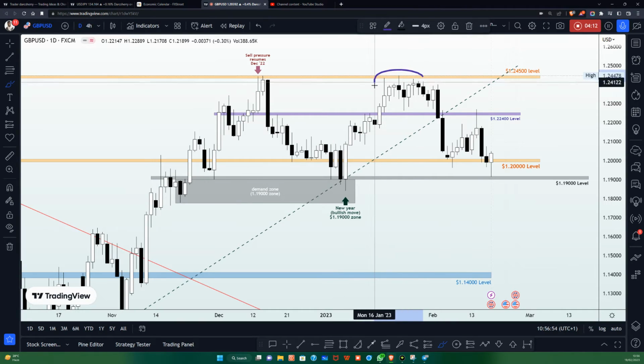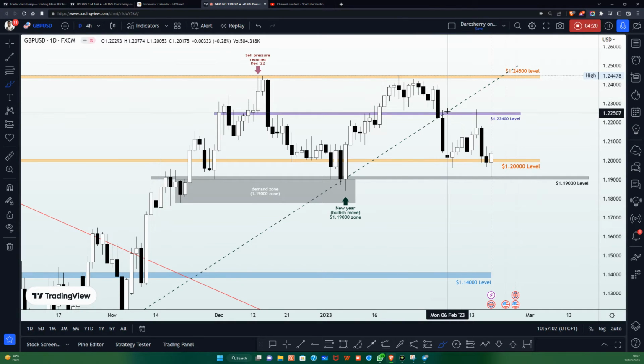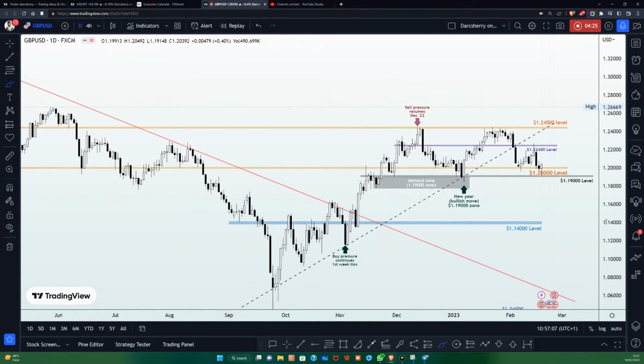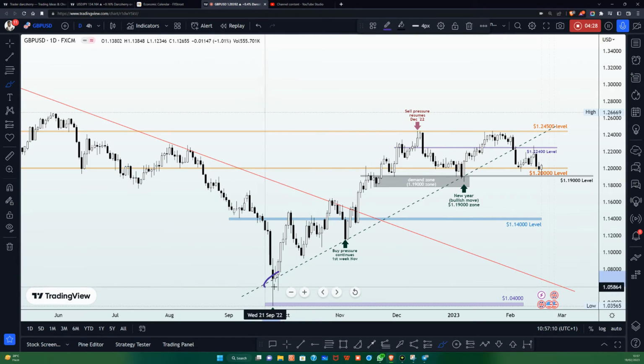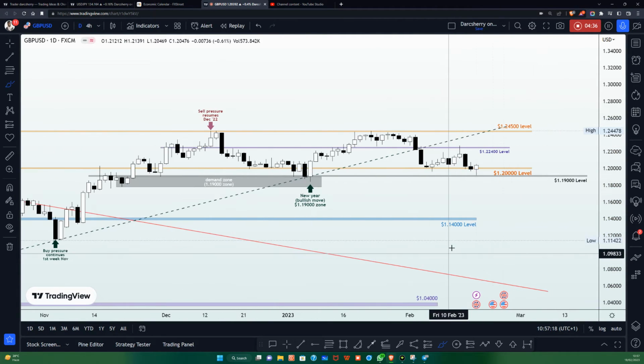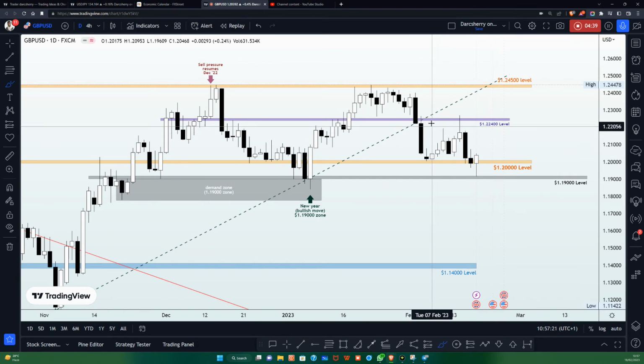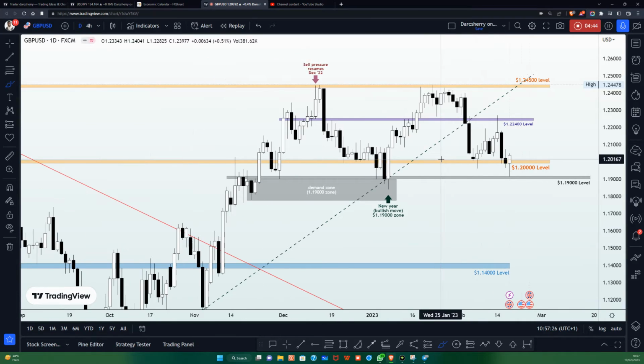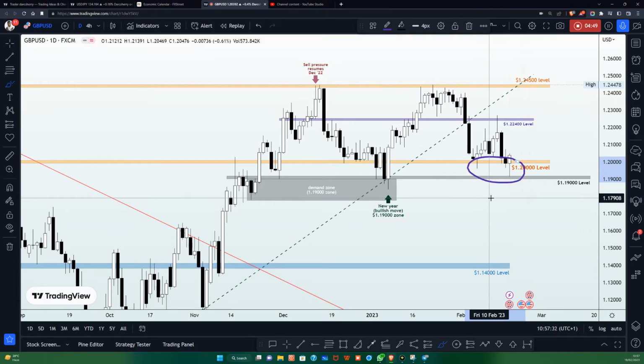We saw rejection of the 1.22450 level during the third, fourth, fifth week of last month. We saw price break down that bullish trend line. Remember that we had this strong bullish trend line which has been supporting bullish momentum since the month of September here. If you remember vividly, I shared this at the beginning of the year. With the breakdown of that bullish trend line here around the 1.22450, 1.22400, sorry, we saw price action drop back into that structure where it started the new year.